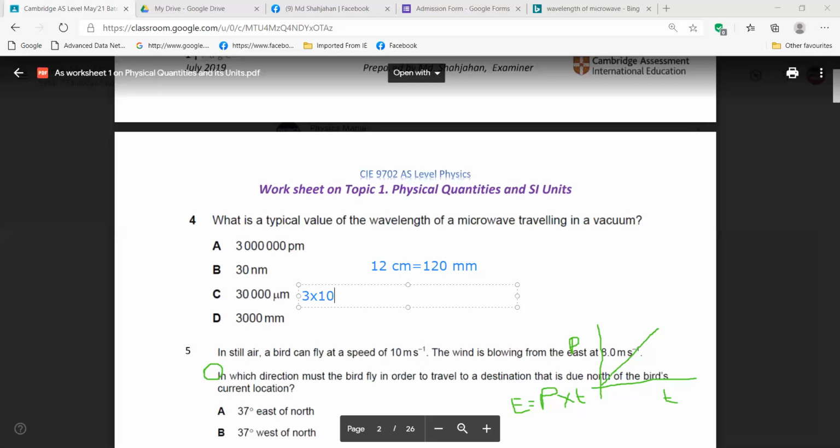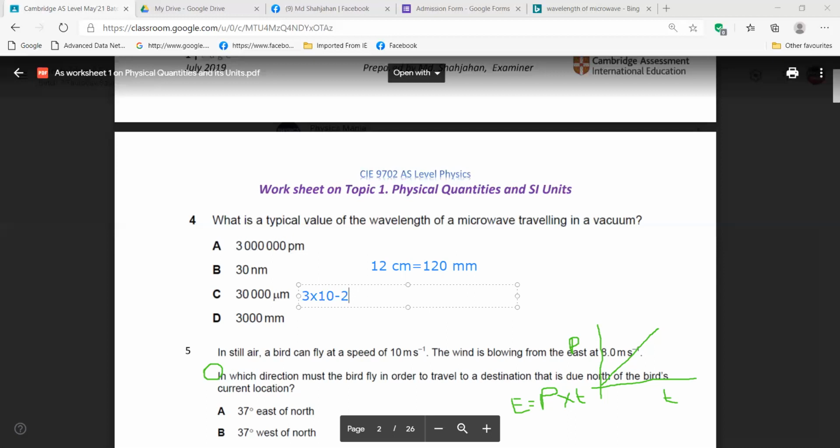So it's coming, do you understand? 10 to the power minus 2 means what? 3 divided by 100, right? Yes, sir. This one is coming like 3 into 10 to the power minus 2 meter. If you multiply with meter, then does it match?